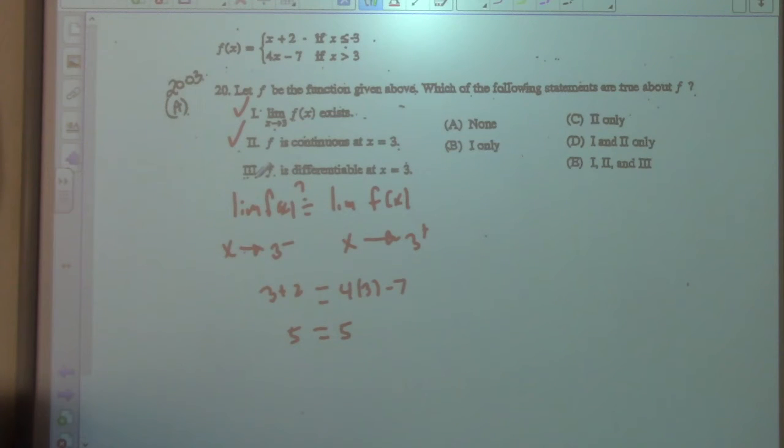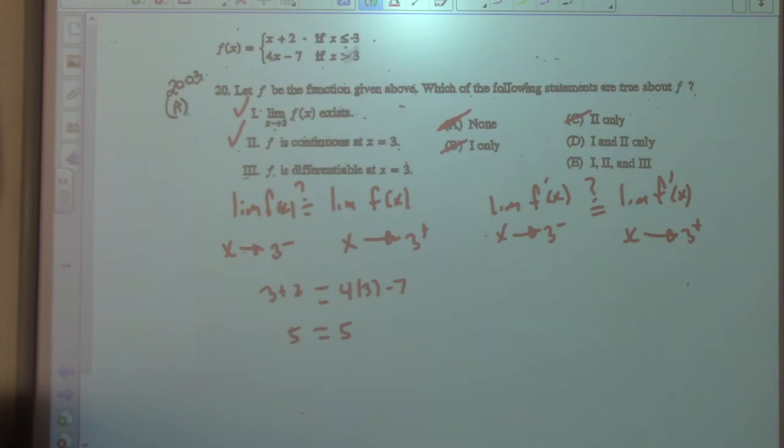So we know that. We know it's not going to be choice A. It's not going to be 1 only. It's not going to be 2 only. So now we're between D. So now we have to check for differentiability, right? And so what is the limit as x approaches 3 from the left side of f prime of x, equals the limit as x approaches 3 from the right side of f prime of x?